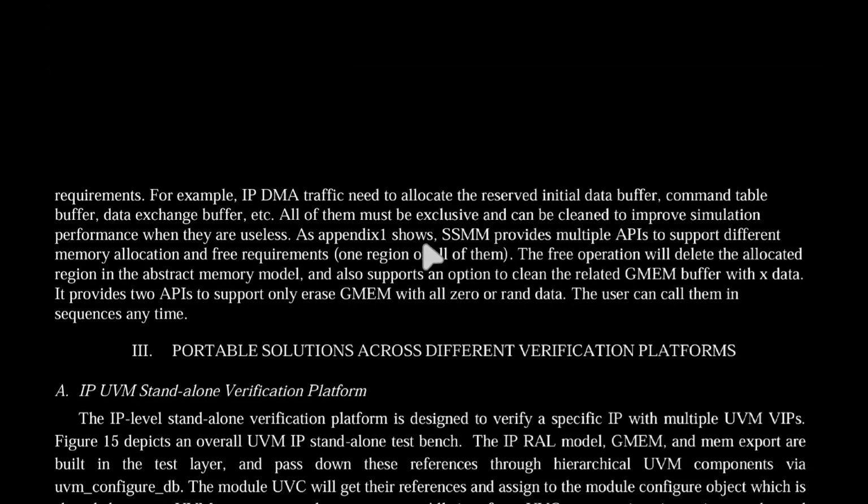As Appendix 1 shows, the SSMM provides multiple APIs to support different memory allocation and free requirements, for one region or all of them. The free operation will delete the allocated region in the abstract memory model and also supports the option to clean the related GMM buffer with X data. It provides two APIs to support only erasing the GMM with all zero or random data. The user can call them in sequences anytime.